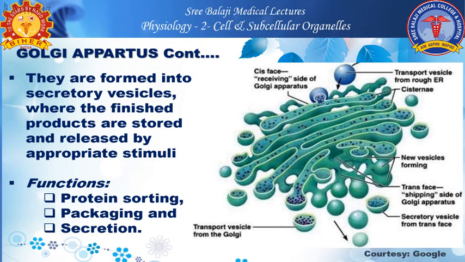So now, as the picture showed, they are formed into secretory vesicles. When they are formed into secretory vesicles only, they can be stored and sent to the respective destination. So they are formed into secretory vesicles where the finished products, that means glycoproteins, lipoproteins, etc., are stored and released when there is an appropriate stimuli or when it is needed.